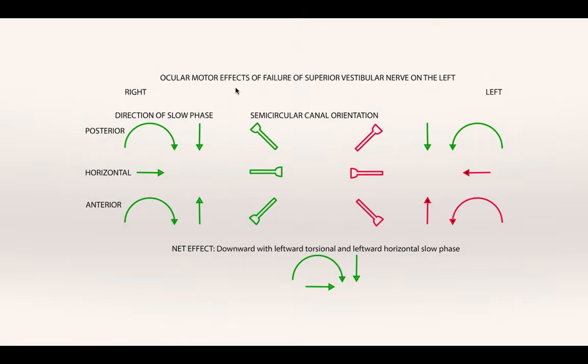What are the ocular motor effects of failure of only the superior vestibular nerve? If only the superior vestibular nerve is gone, then the horizontal is not opposed, but the vertical also is not completely opposed, because one vertical is opposed by the other vertical, but one vertical remains which is not opposed: the left-sided posterior canal, in case of left superior vestibular neuritis.